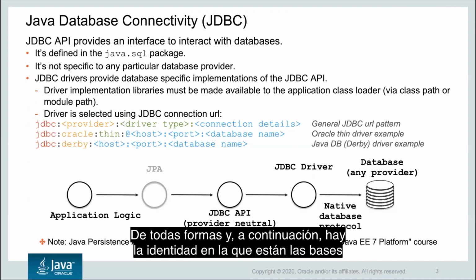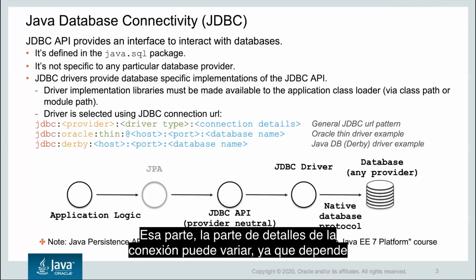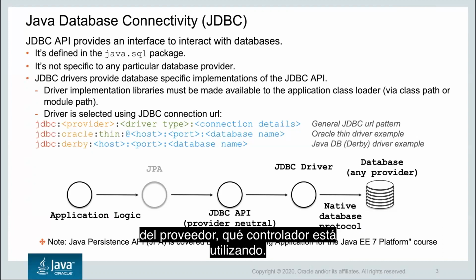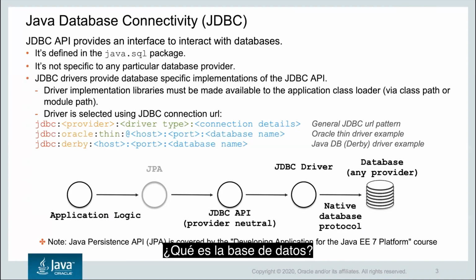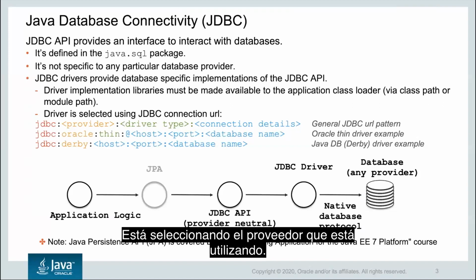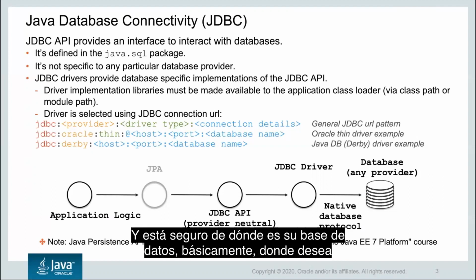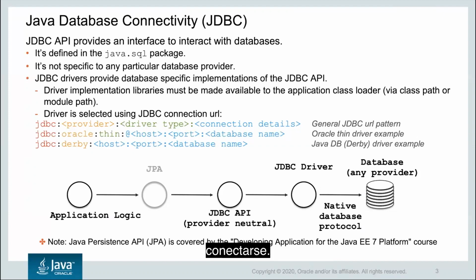Anyway, and then there is the identity of where the database is, what it's called, which host, which port it's on. That part, the connection details part, may vary because it depends upon which provider, which driver you're using, what that database is. But that's generally the syntax of the JDBC URL. You're selecting which provider you're using, you're selecting the driver, and you're telling it where your database is, basically. Where do you want it to connect to? Okay.